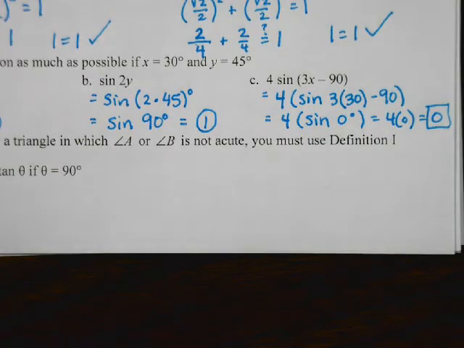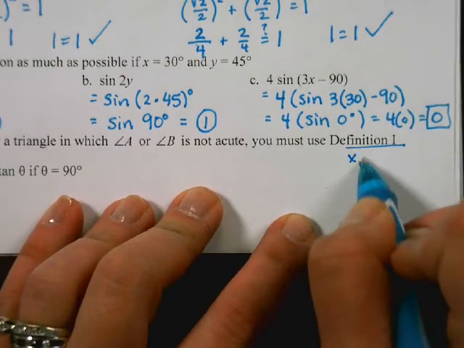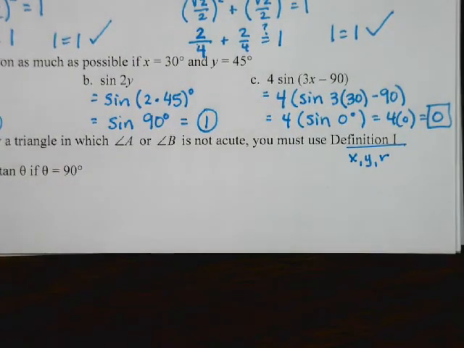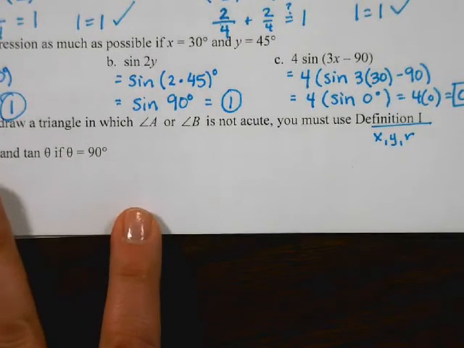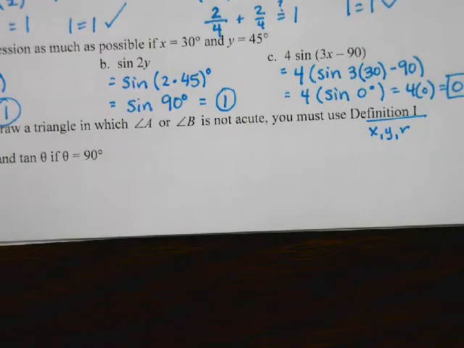So remember, if you can't draw a triangle in which angle A or angle B is acute, so if you have anything other than quadrant 1, you have to use x's, y's, and r's. Definition 1 is x's, y's, and r's. Wyatt asks, will we be using this expression in this chapter? No. What we're eventually working towards, Wyatt, is that we'll take this exact value chart and spread it across the other 3 quadrants. So in chapter 3, we'll put it into all the other quadrants. That's where we're headed.